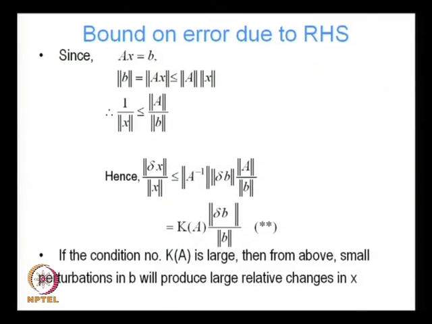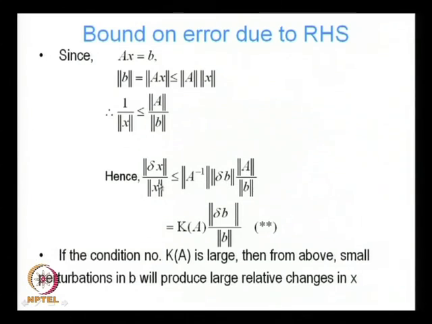Since Ax is equal to B, we can write norm of B is equal to norm of Ax, and again because the norms are consistent, we can write this is less than or equal to norm of A times norm of x. So 1 by norm of x is lesser than or equal to norm of A by norm of B. Then because of this, norm of delta x by norm of x is lesser than or equal to norm of A inverse norm of delta B norm of A by norm of B.